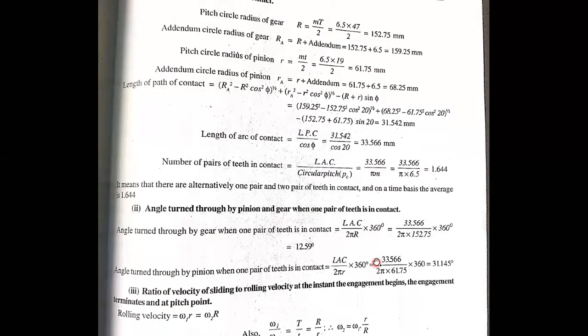And the second question is different. What is the second question? The angle turned through by the pinion and gear when one pair is in contact. That means how much angle rotates when one pair of teeth is in contact. For that, the angle turned by the gear when one pair of teeth is in contact is LAC divided by 2 pi r into 360. What is LAC? We already found it: the length of arc of contact 33.56, divided by 2 pi into capital R into 360.